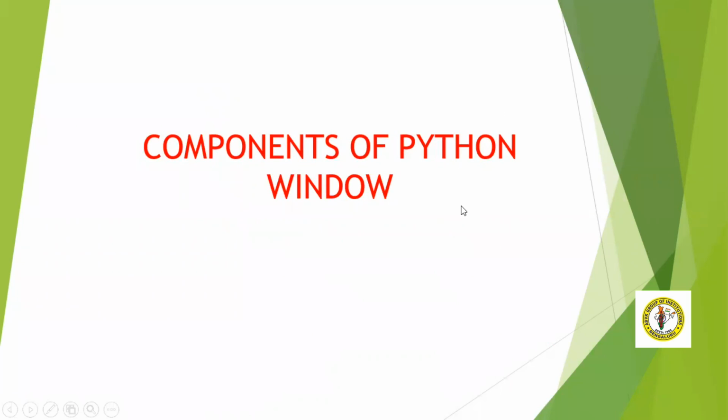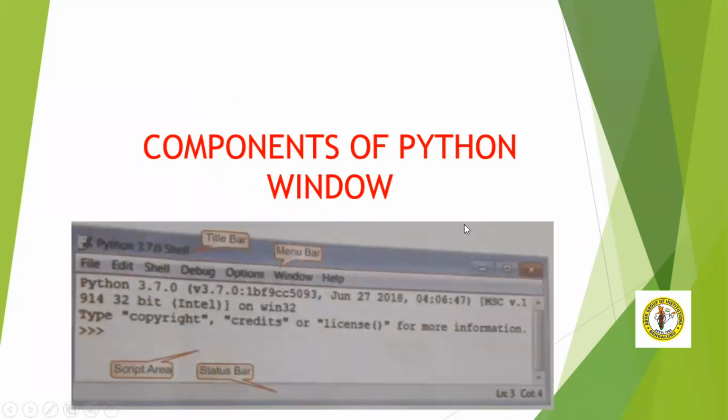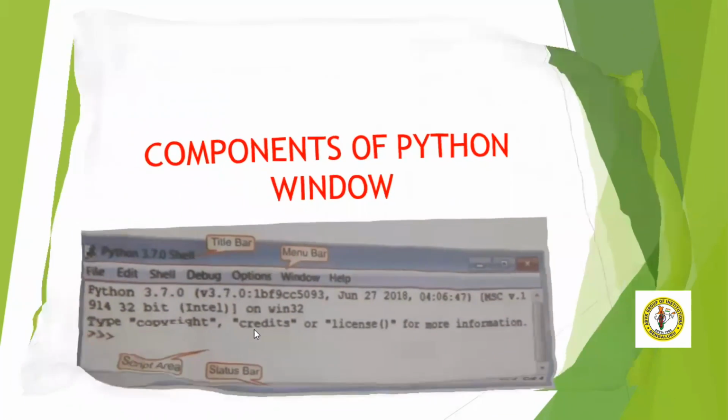So let us see how the window looks like and what are the components of the Python window. This is the Python window which has a title bar, menu bar, script area and status bar. In the title bar we can see the title. In the menu bar we have the options called file, edit, save, debug, options, window and help. And in the status bar we can see the status, and in the script area we can write the code.